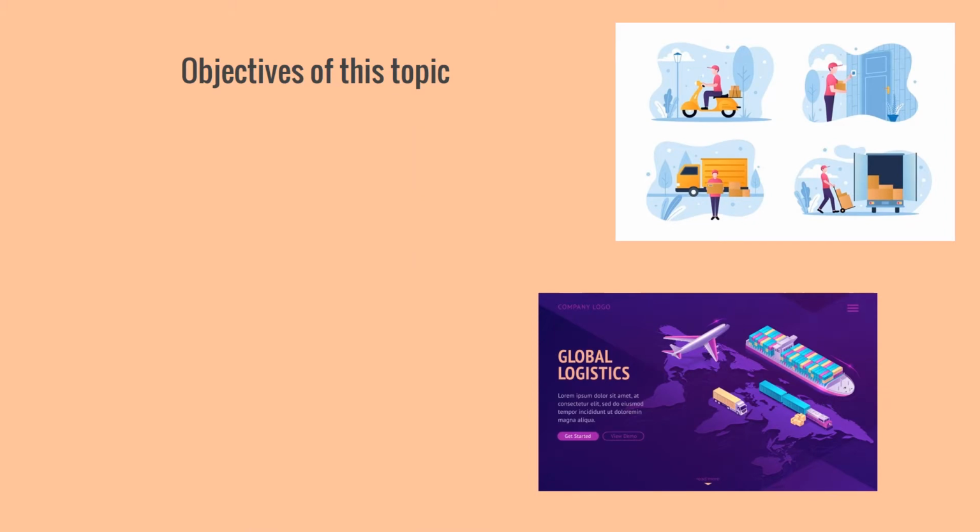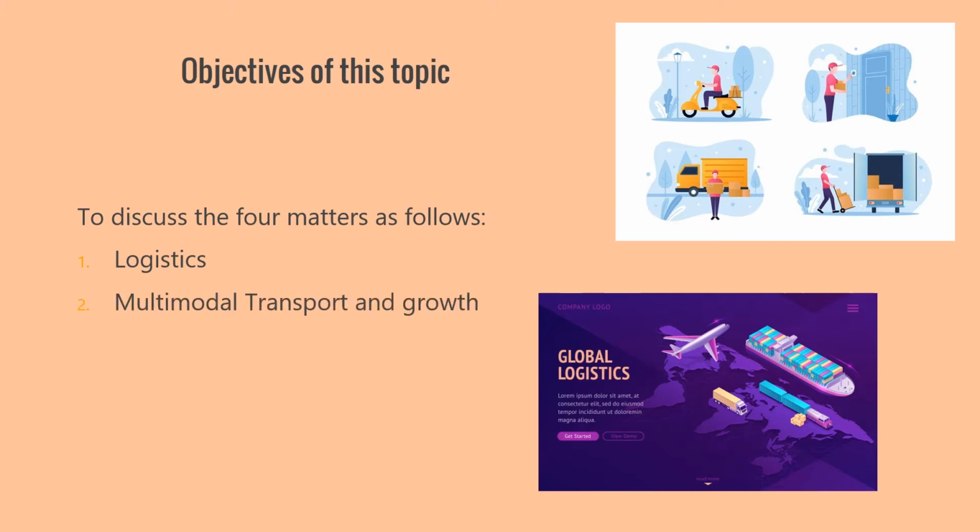Before we continue, let's look at the objectives of this topic. There are 4 objectives as mentioned in your notes. The list here is summarized from your notes. Therefore, you still have to read your notes, right? We shall define what is logistics, what is multimodal transport and the growth of multimodal transport. Globalization, yes. With advanced technology and the internet, globalization is made possible.